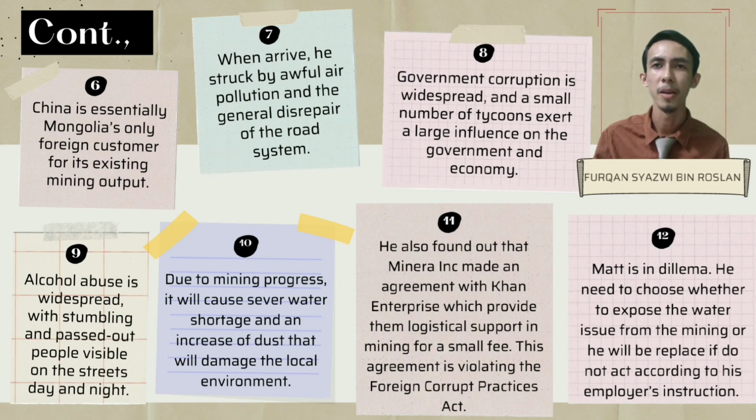He also found out that Minera Incorporation made an agreement with Khan Enterprise, which provides them logistical support in mining for a small fee. This agreement is violating the Foreign Corrupt Practices Act. This leaves Matt in a dilemma. He needs to choose whether to expose the water issue from the mining, or he will be replaced by a younger and talented MBA graduate if he did not do his job according to instruction. That's all for the summary, and I invite Farhan Rosali to explain about the issues arising from this case.